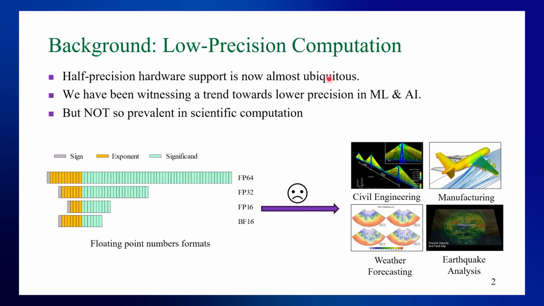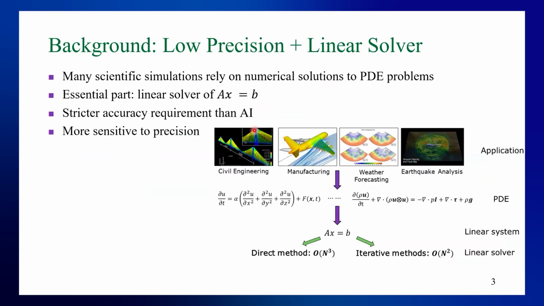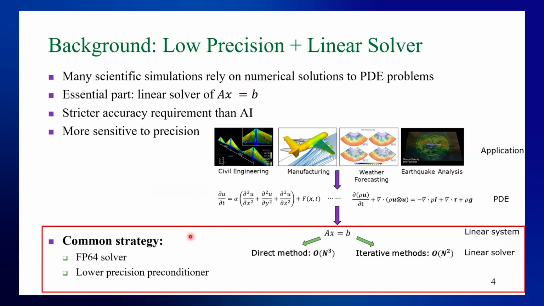In machine learning and AI, we have seen a trend towards lower precision, but it is not so prevalent in scientific computation, where applications usually have higher precision requirements. Many scientific simulations rely on numerical solutions to PDE problems, and the most essential part is a linear solver. Among the most common mixed precision strategies to accelerate a linear solver is to use a lower precision preconditioner for an FP64 solver. Among various preconditioners in iterative methods, we focus on multigrid because of its significant value and inherent challenges.